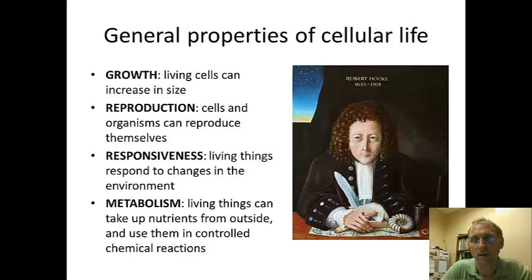Since then, we've found that all living systems, all cellular life, shares some basic properties in common with one another, regardless of the type of cells that they are. All living cells will increase in size as they grow. Living cells and organisms, if they're multicellular, have the ability to reproduce and make copies of themselves. This reproduction can happen by sexual means, can happen by asexual means, and in asexual reproduction, an exact copy of the cell is produced in that process.